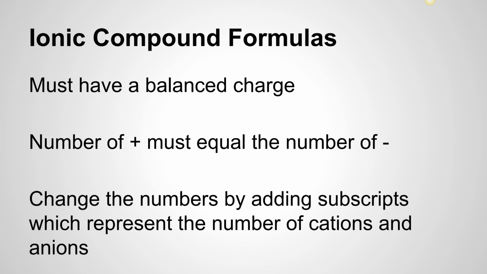In order to get that negative, we're going to change the number called the subscript at the bottom. It's like an exponent, but it's at the bottom of the letter. And it goes behind the letter that you want more of. And it represents the number of cations or anions. It helps us keep track of how many atoms we need to balance out the charges, to balance out the electrons and keep track of the electrons.